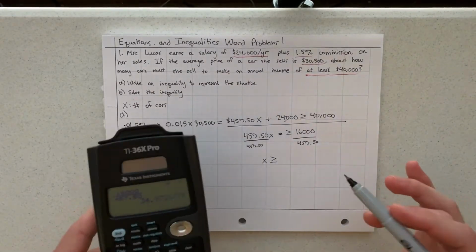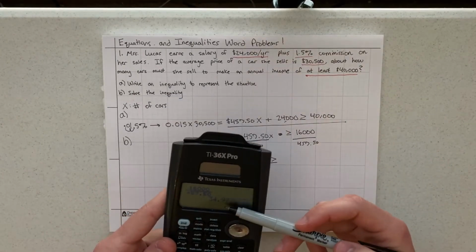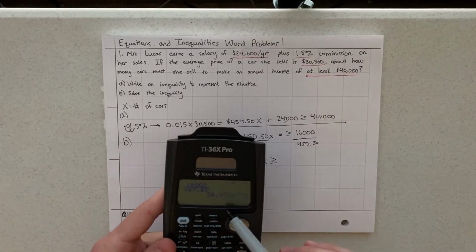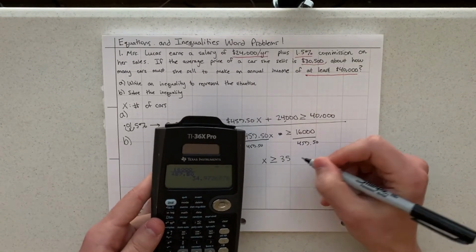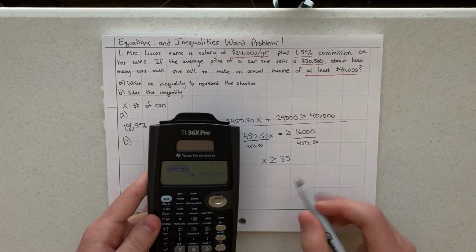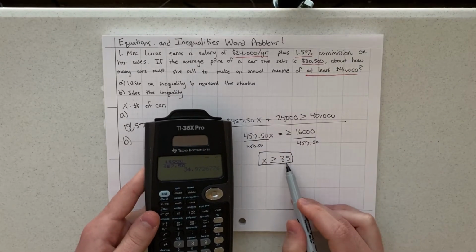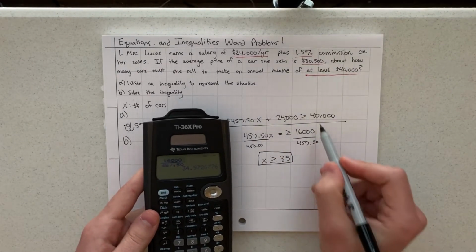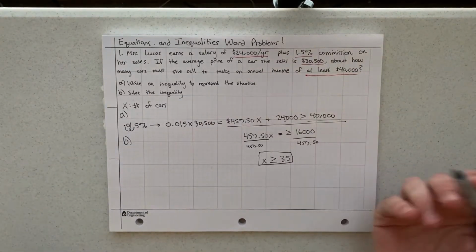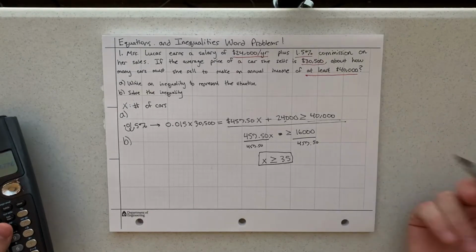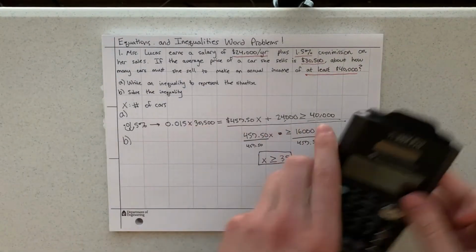Now, since this is a practical problem with whole numbers of cars, we need to round this value up because she can't sell 0.97 of a car. So the answer would be 35 cars. And what this means is that at the very minimum, she needs to sell 35 cars in order to make $40,000 in a given year. But if she sells more than that, then she's going to make more than $40,000. So that's our solution to our first problem.